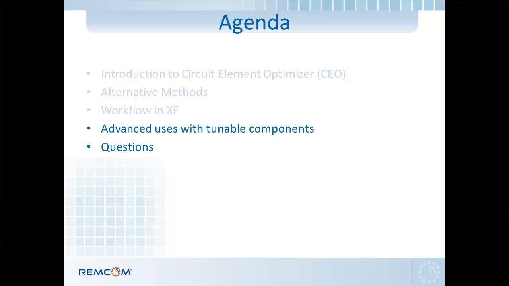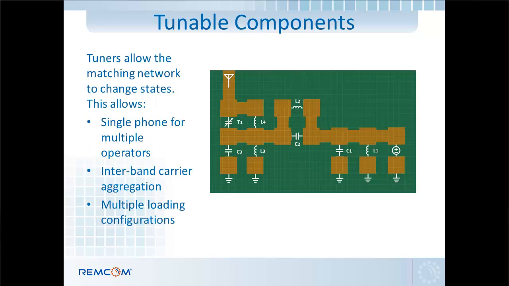And so the final thing that I want to talk about here is just some advanced uses using tunable components. Tuners allow the matching network to change states, or the tuners can take on different values depending on the state that it's in. So here if we look at the matching network from the LTE example, I've just changed C4 in the left-hand side there to be a tuner instead of a capacitor. And so this is going to allow us to support different things. One of the uses is building one phone that's able to support multiple operators, or we can handle interband carrier aggregation, or we could look at multiple loading configurations.